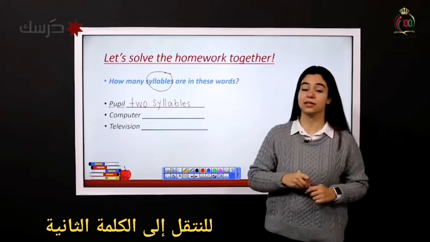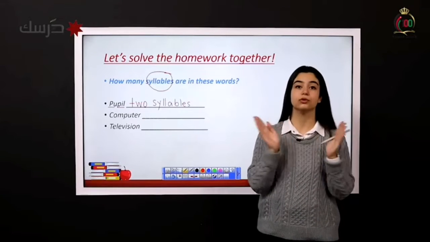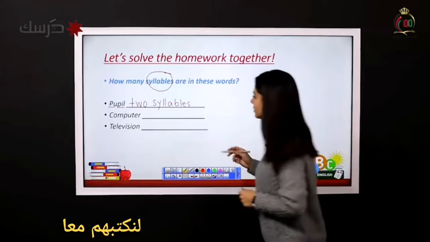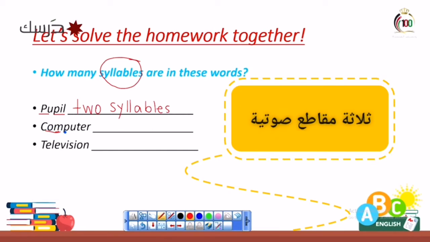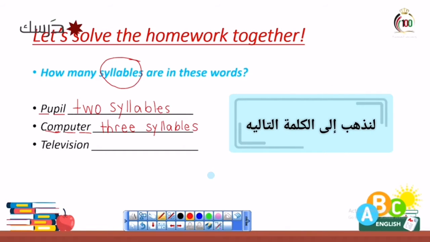Let's move to the next one. Computer. Computer. 3 syllables. Let's write them down together. Computer. 3 syllables.